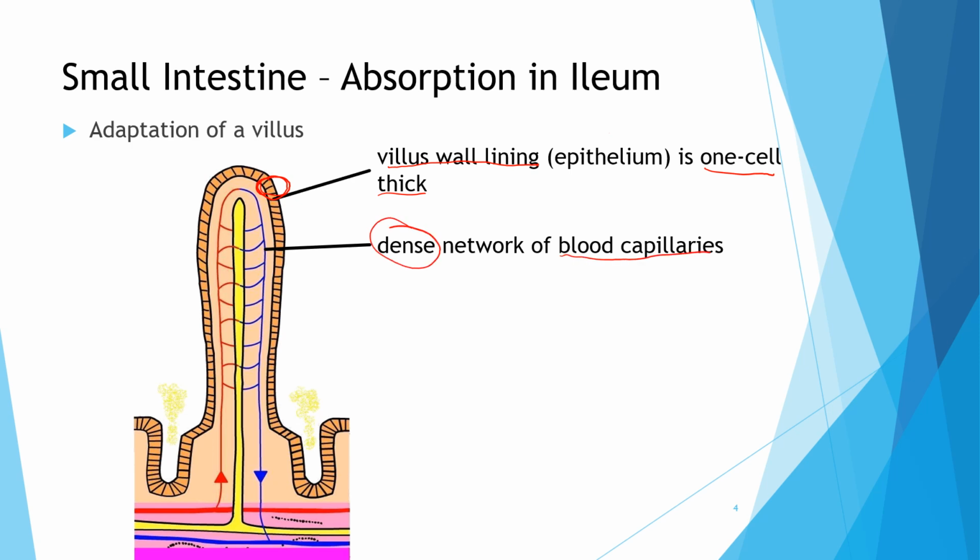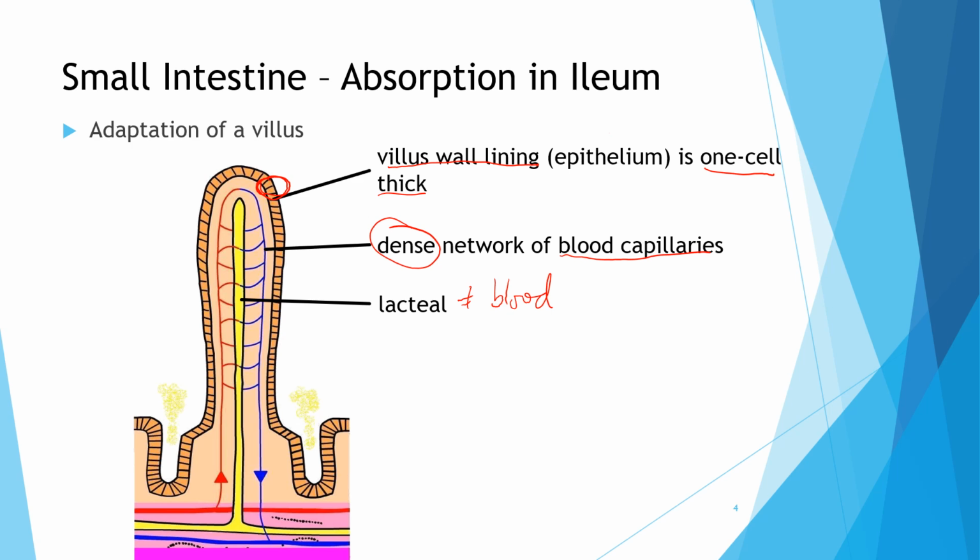So it's a dense network of blood capillaries. And right in the middle of each villus, there is a protrusion, and this is known as a lacteal. A lacteal, firstly, let me annotate, okay? A lacteal is not blood. A lacteal transports a different type of fluid known as lymph.